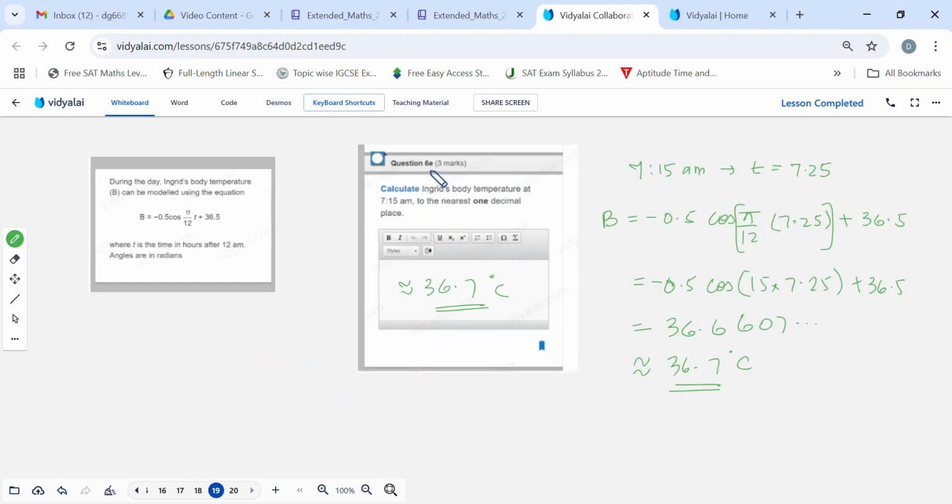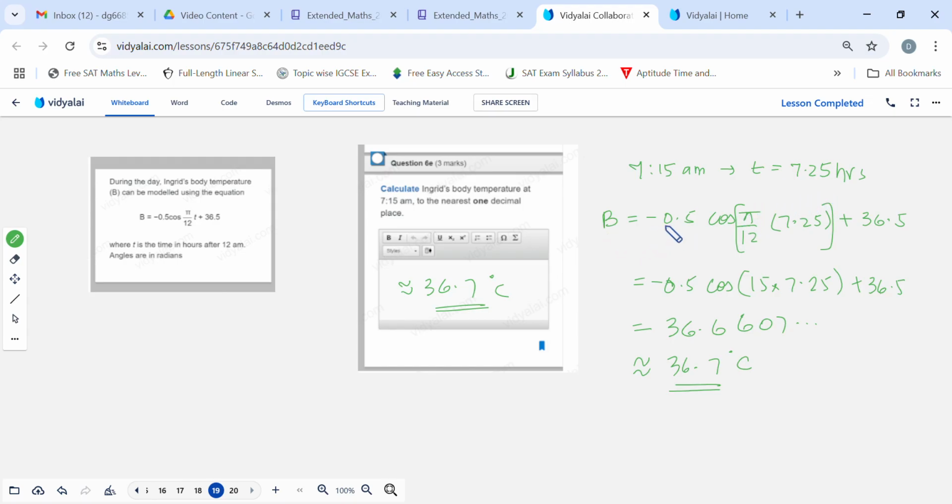Now for E part, calculate Ingrid's body temperature at 7:15 a.m. to the nearest 1 decimal place. So we have to substitute the time into the given equation for her body temperature B. But 7:15 a.m. is the time, so we have to convert it because t is the time in hours after 12 a.m. If you convert this to hours, t will be 7.25 because it's 7 hours and 15 minutes. 15 minutes when converted to hours will be 0.25 hours. So altogether t will be 7.25 hours after midnight.